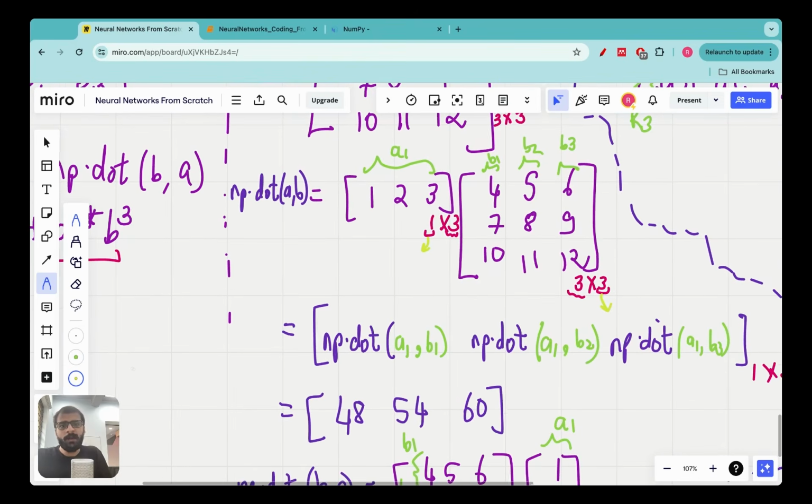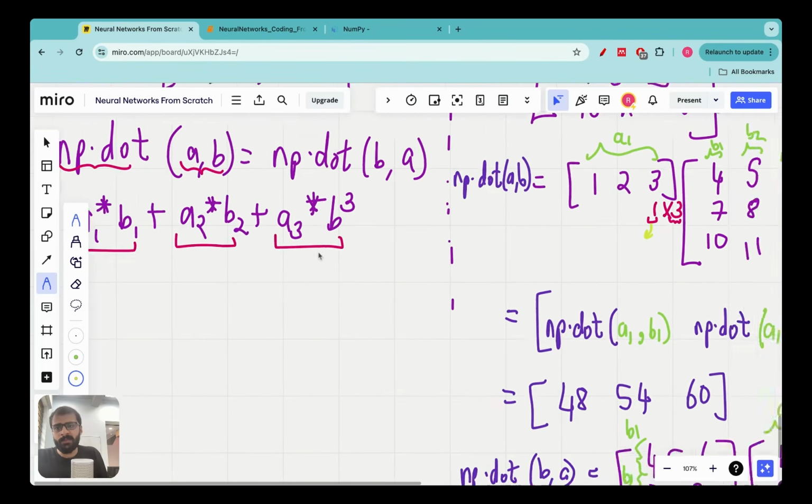Now, the first element of this output is the dot product between this vector and the first column. The second element of this output is the dot product between this vector and the second column. And the third element is the dot product between this vector and the third column. So the first element is np.dot(a1, b1), where a1 is this full vector. So b1 is the column 4, 7, and 10. And we have already seen the dot product between two vectors.